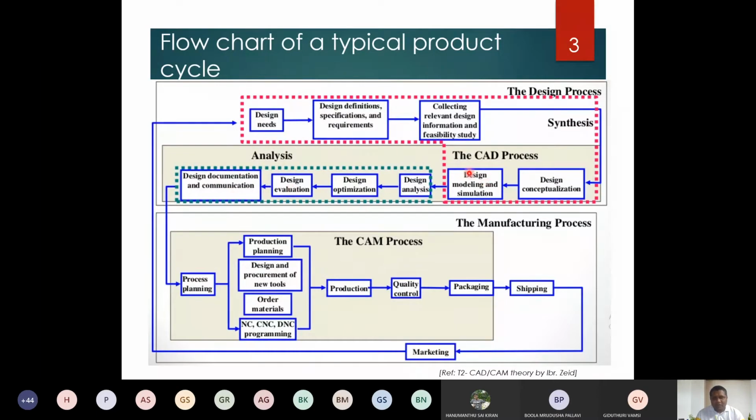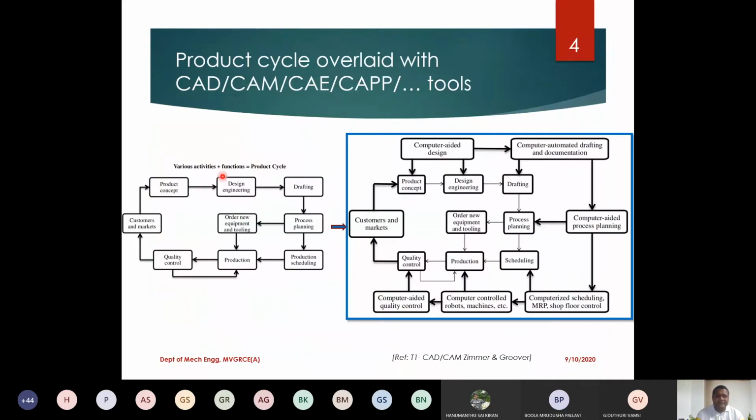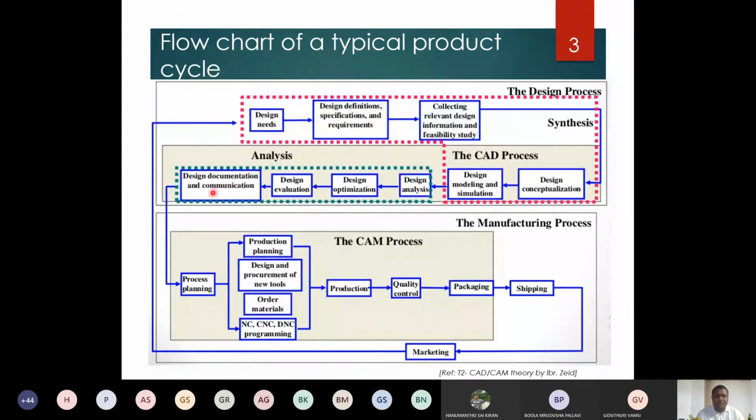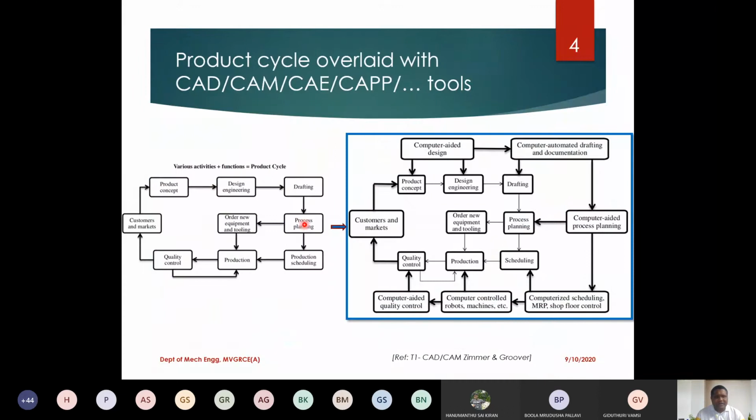If you look here, design modeling, analysis, optimization, and evaluation, all these 4 phases he clubbed together, and he is saying that it is design engineering. And then drafting. Drafting is nothing but design documentation and communication with respect to the previous flow chart. And then process planning, we are not bothered about all these things. So both the cycles explain things in the same way. The only thing is, some of the phases are more elaborated in some of the pictures.